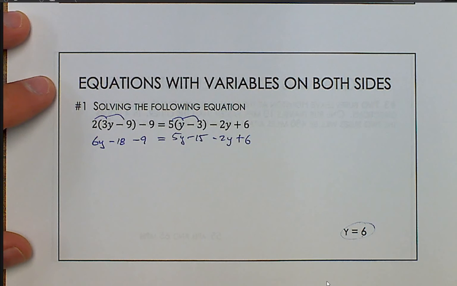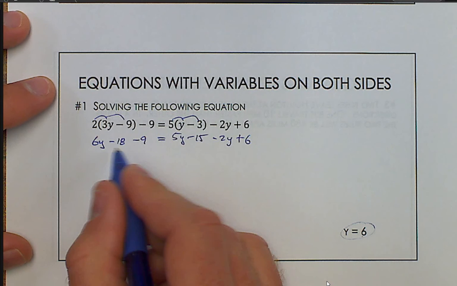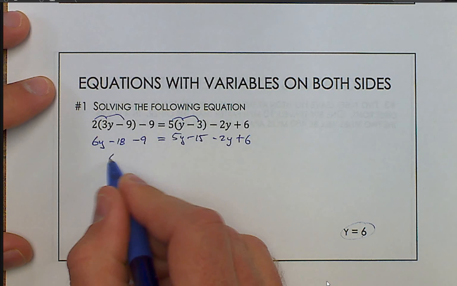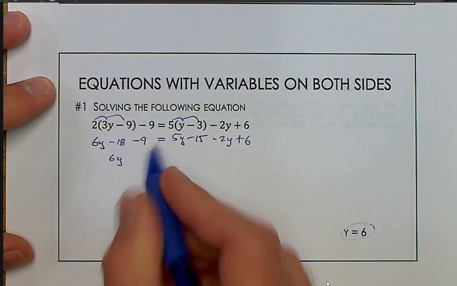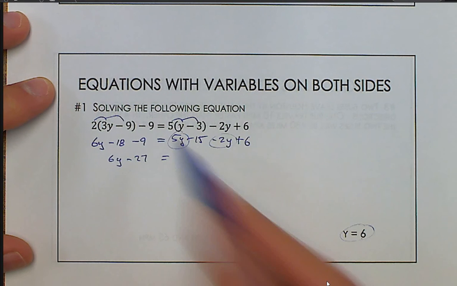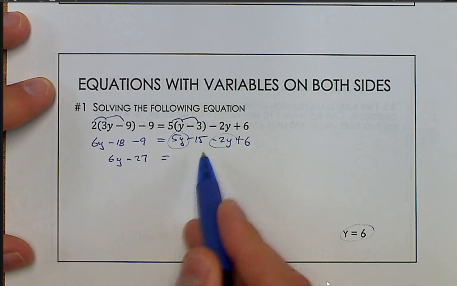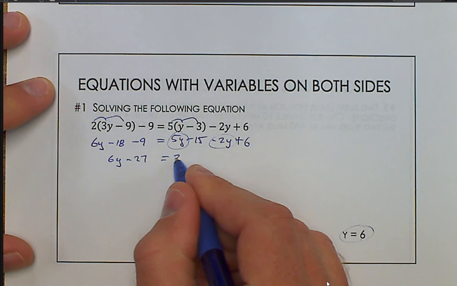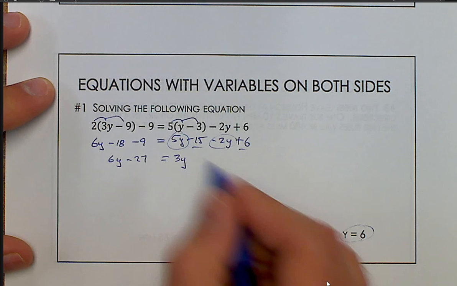What I'm going to do next is combine my like terms on either side of the equal sign. So I have a negative 18 and a negative 9, which is negative 27. And over here, I have negative 2y and positive 5y. Don't add the opposites here because they're on the same side, so that would just be 3y. Negative 15, negative 6 would be negative 9.